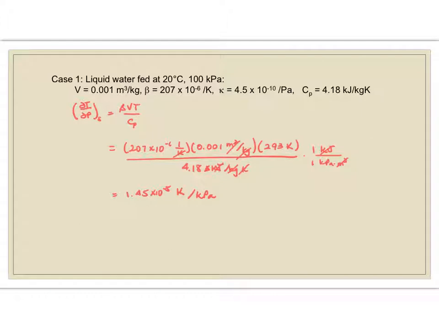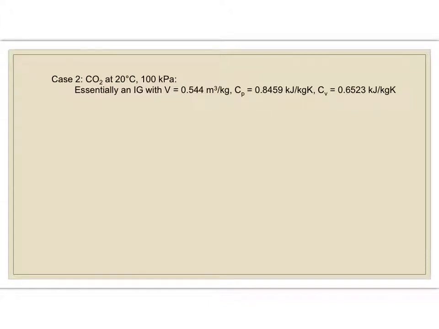So it would require an incredibly large temperature change, or pressure change rather, to get even a noticeable temperature change. So delta T is going to be very, very small, right? What about if I look at this other case where I have carbon dioxide coming in at 20 degrees C and 100 kilopascals? And let's assume it acts as an ideal gas.